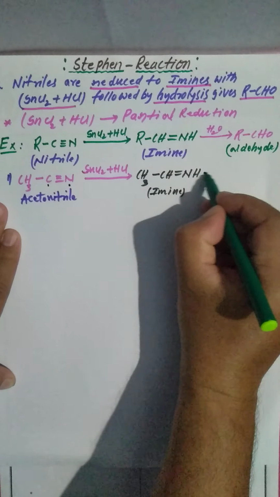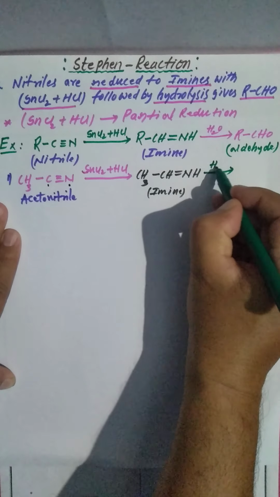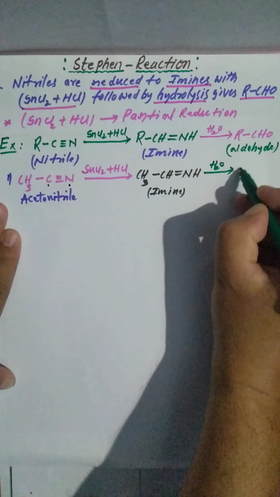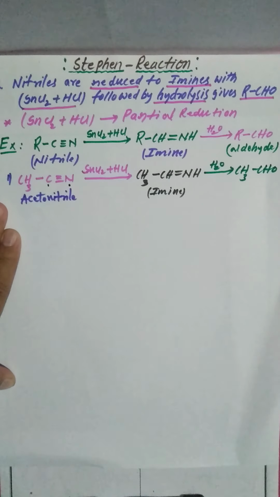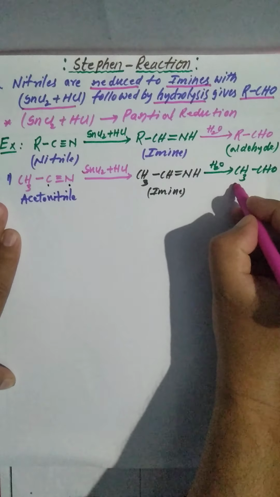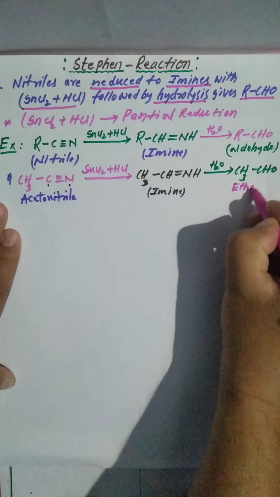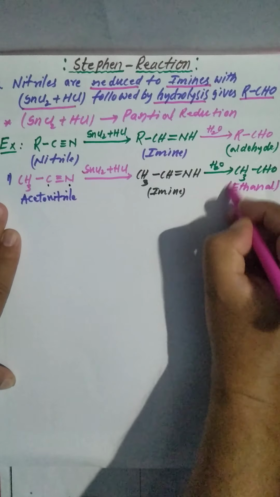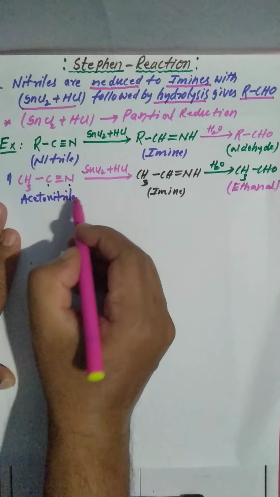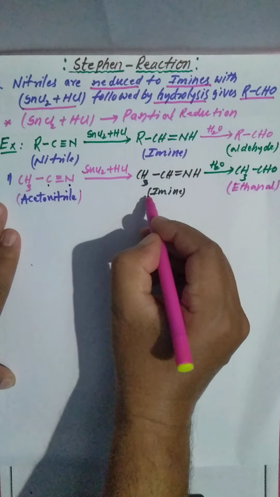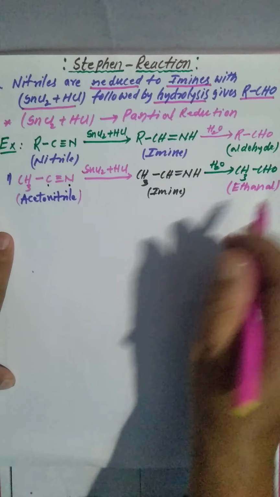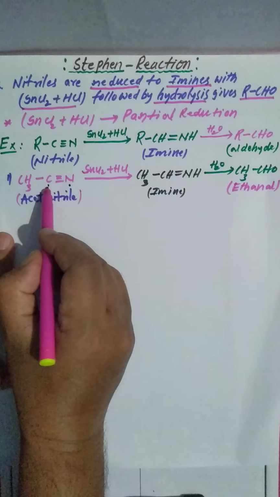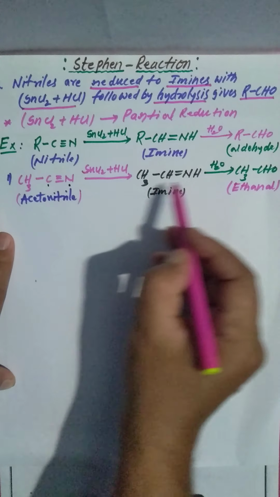This imine is subjected to hydrolysis. Then what am I getting? CH3 CHO. This we are calling ethanal, that is aldehyde. So acetonitrile is converted to imine. Imine hydrolysis gives al, that is aldehyde, ethanal. Now how here we added one hydrogen, here one hydrogen added, we got imine.